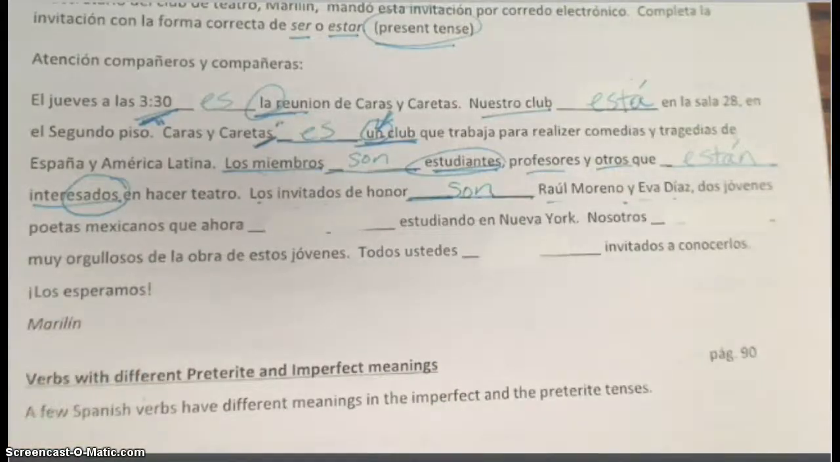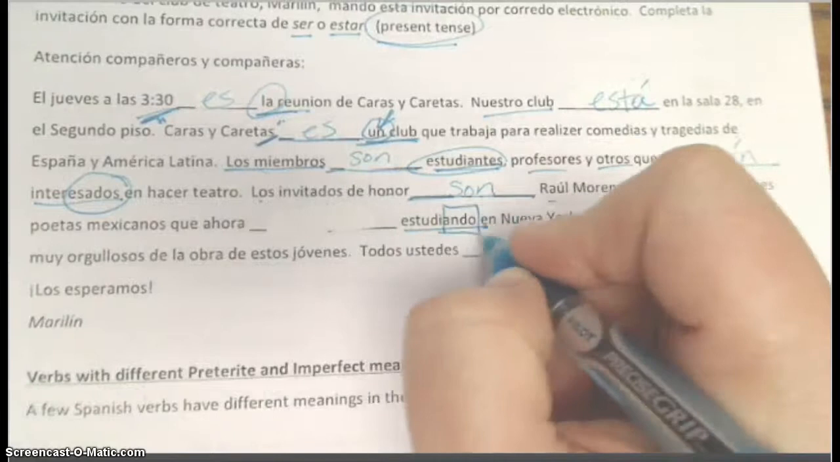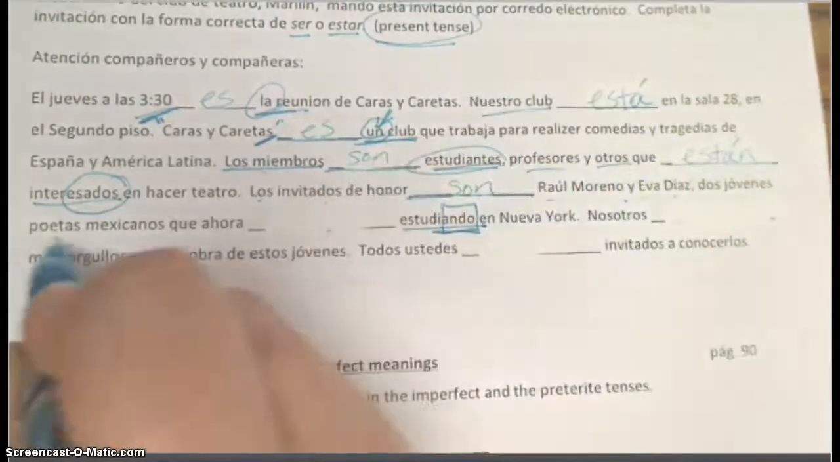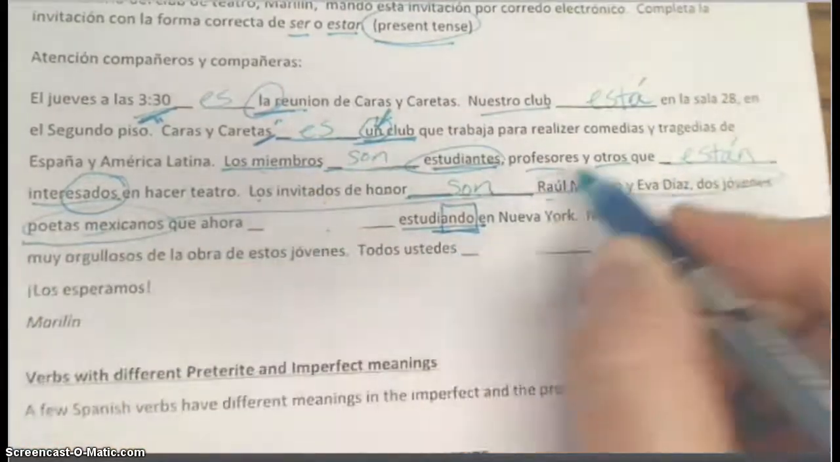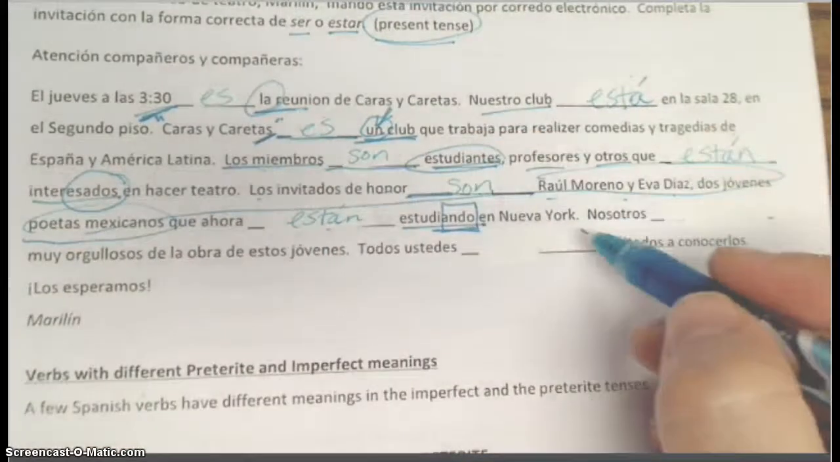Raúl Moreno, Eva Díaz y dos jóvenes poetas mexicanos que ahora blank estudiando. Again, every time I use present progressive, this -ando, it's always going to be estar, and so this is a long list of people again, so it's going to be están estudiando in Nueva York.